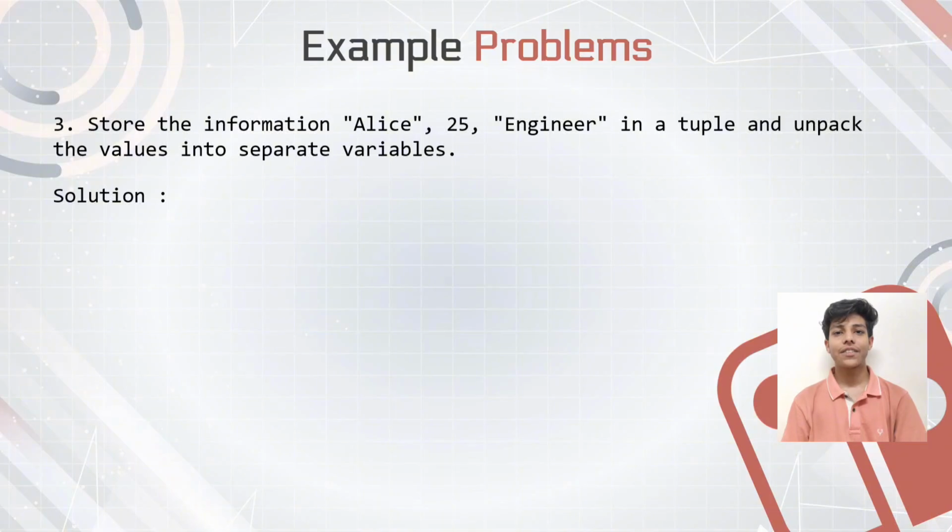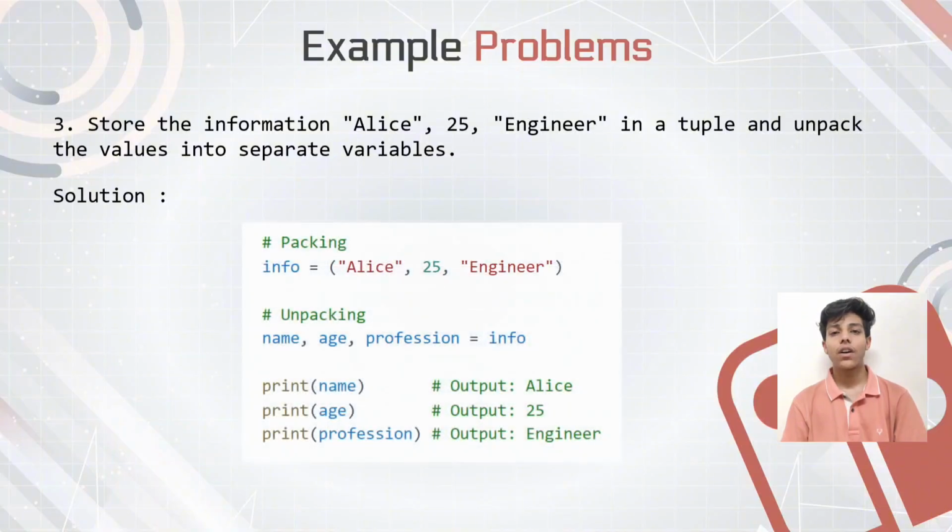Now, the third question wants us to use packing and unpacking of tuples to store all of this information. First of all, we'll create a tuple which will store all of this information, and then we'll equate it with several variables like name, age, profession on the left hand side and the tuple on the right hand side to get the values from the tuple through unpacking, and then finally we'll individually print the variables to get our output.